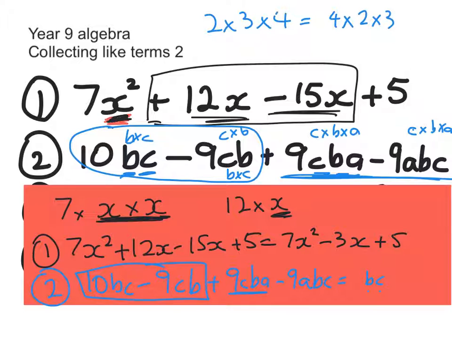Now here, we've got 9 lots of ABC. Take away 9 lots of ABC. So that leaves me with nothing. So my answer to that second question is simply BC. So all of this simplifies down to BC. On to the next two questions.